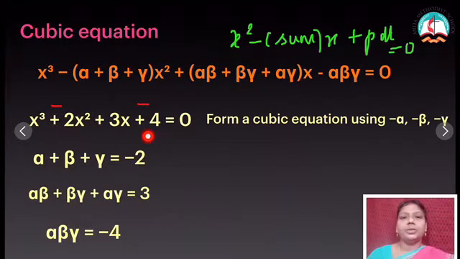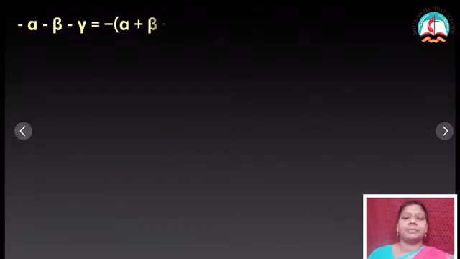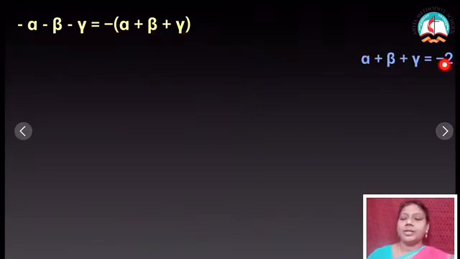But what we need to do is form a cubic equation using these roots. So I need the same thing: I have to add all the roots, take the product of 2 roots and find the summation, and take the product of all the 3 roots. All these things I have to do using these 3 roots. Okay, so first we are going to find the sum of the roots. From this I can take minus outside, therefore alpha plus beta plus gamma. What is the value of that? We just found that it is equal to minus 2. So I am going to substitute that here, then I will get the answer equal to 2.